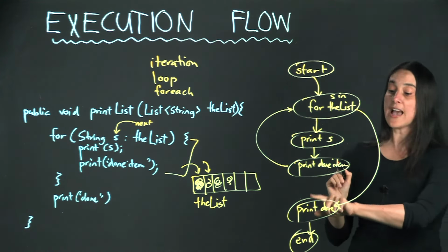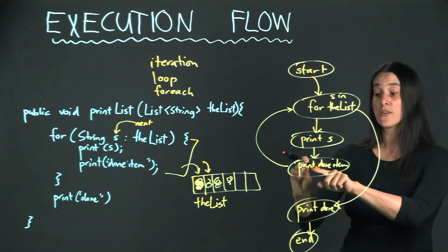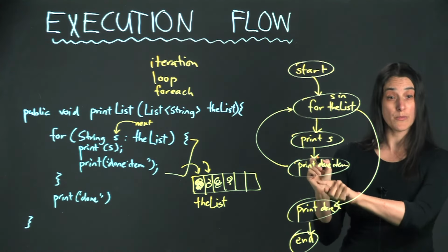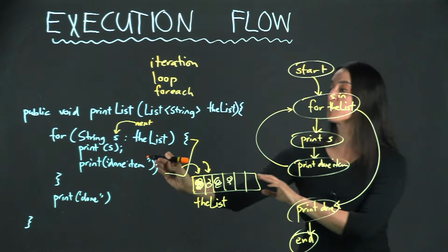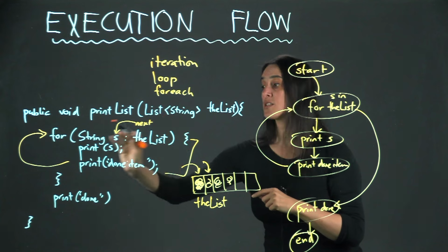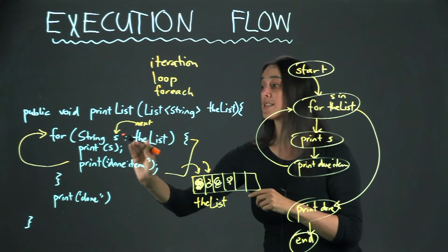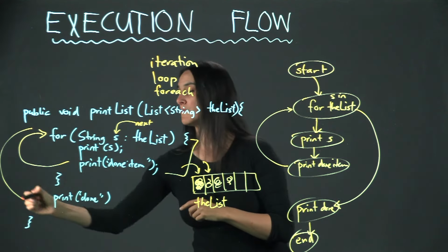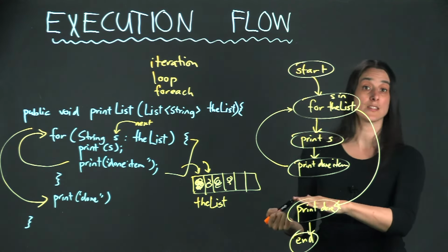So we do not have a sequential link from print done item to print done. There is no arrow from here to here, because every time we're done with the item, we wrap back up and loop to this for statement to see if there's another item in the list. And if there is not, only then do we jump down and get to the next part of the method.